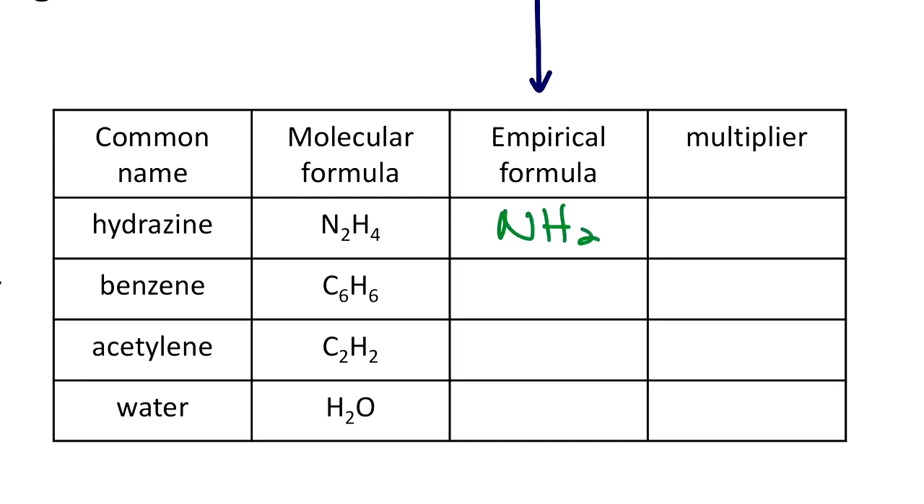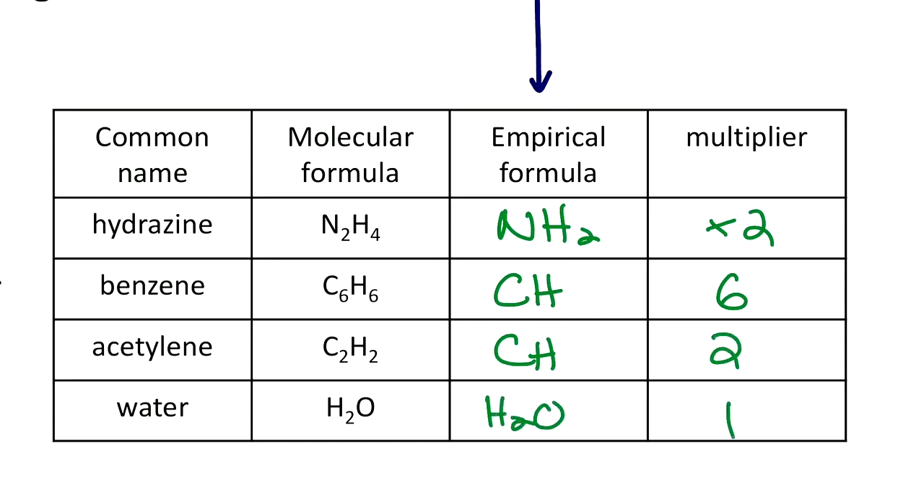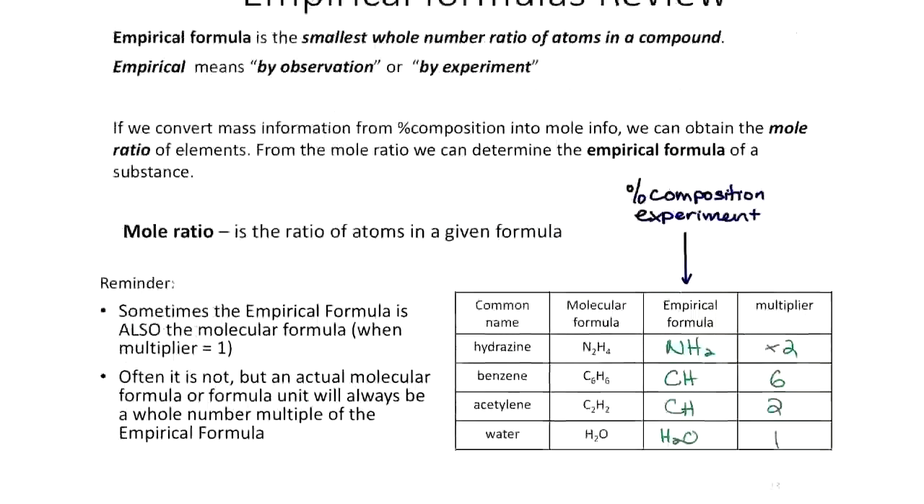NH2. What's the multiplier? 2. Benzene, CH. What's the multiplier? 6. Acetylene, also CH, but the multiplier is 2. And then H2O, but the multiplier is 1. So in that example, the molecular and empirical formula are the same.